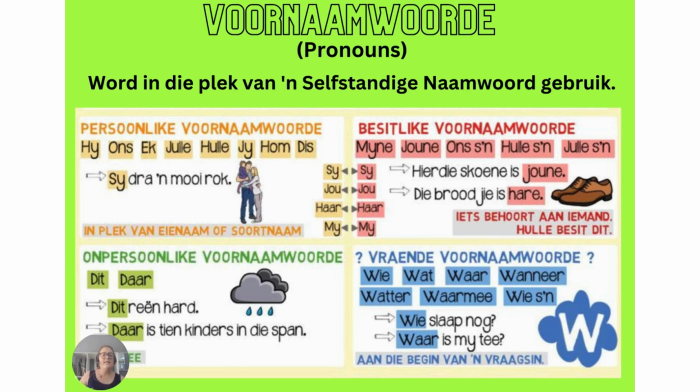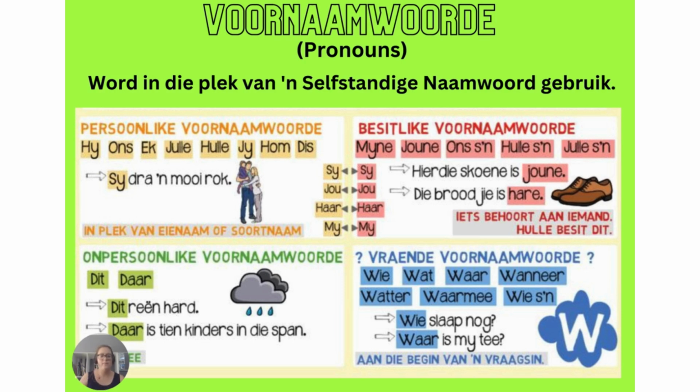Dis sy dra 'n mooi rok. So she wears a nice dress. So it's your very personal pronouns like he, she, they, them, you. Dan het jy jou besittelike voornaamwoorde. Dit is soos myne, joune, onsin, hullesin, jullesin. So mine, yours. Hierdie skoene is joune. Die broodjie is hare. It's hers. It's something that belongs to somebody else, or it belongs to somebody.